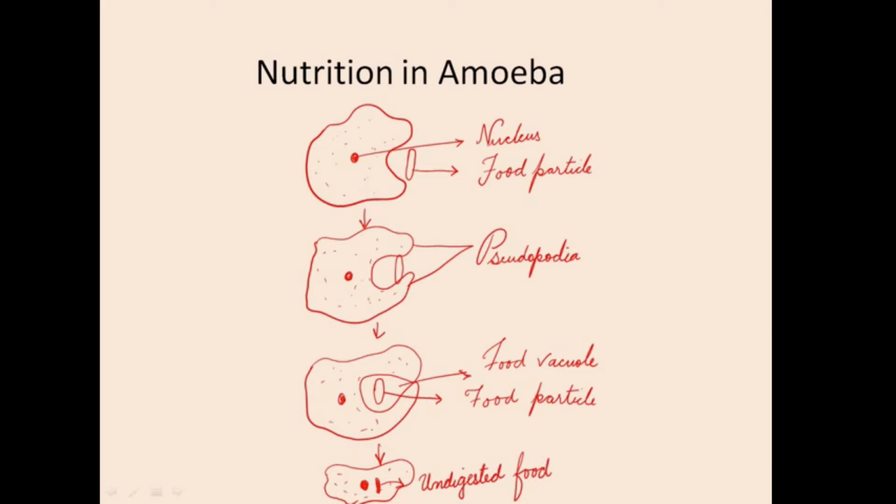So let's revise nutrition in amoeba. Amoeba has an irregular shape. Whenever it finds a food particle, it moves towards it. Amoeba forms a finger-like projection called pseudopodia which catches the prey, and the pseudopodia combine and form a food vacuole where the food is digested and absorbed. Later on, the undigested food is sent out through the surface of the cell. This is how nutrition occurs in amoeba.